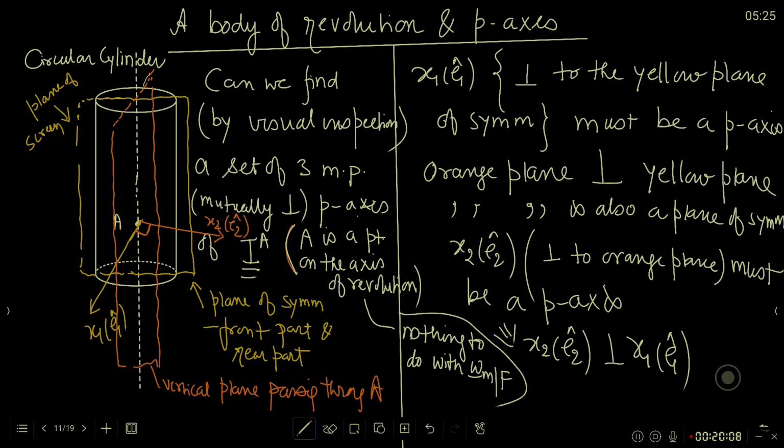Now if I go ahead and draw the third axis, x3 E3, which is perpendicular to both of them, that x3 E3 axis is going to be parallel, or rather I should say identical, to the axis of revolution. You can always choose that. So I'll write here, now choose x3 E3 as the axis of revolution, same as axis of revolution.